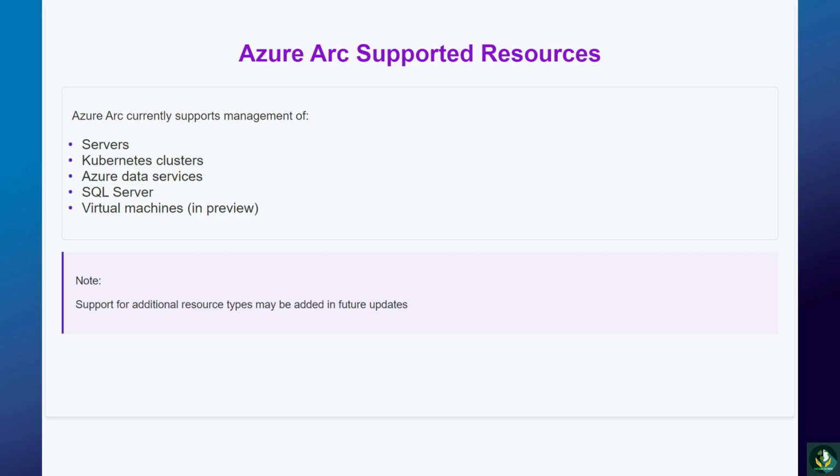Kubernetes clusters. Azure Arc supports the management of Kubernetes clusters running in any environment, including on-premises, edge locations, or other cloud providers. This capability allows organizations to apply consistent management, governance, and deployment practices across all their Kubernetes clusters.